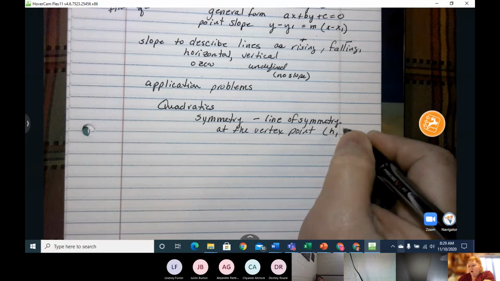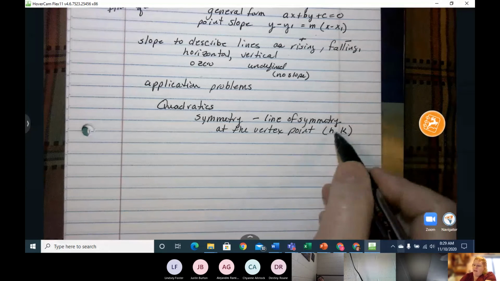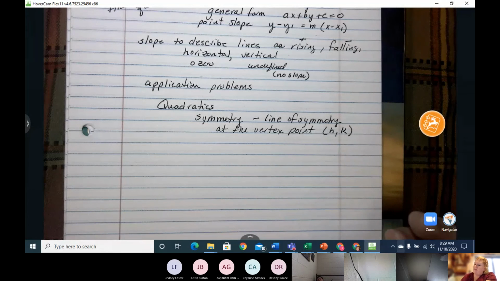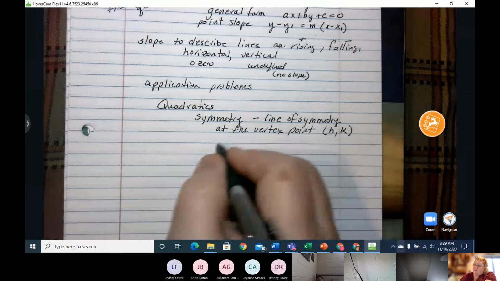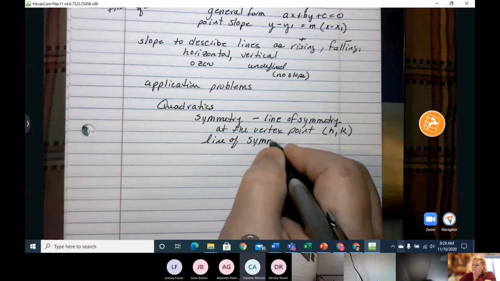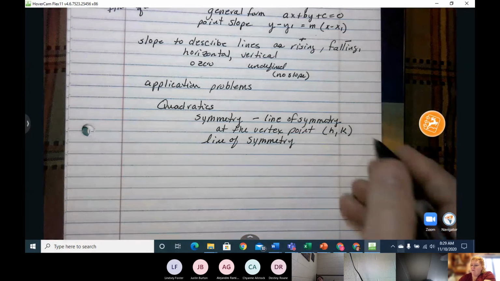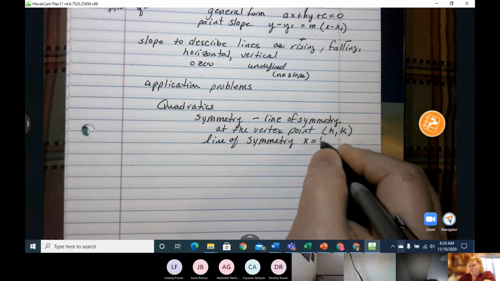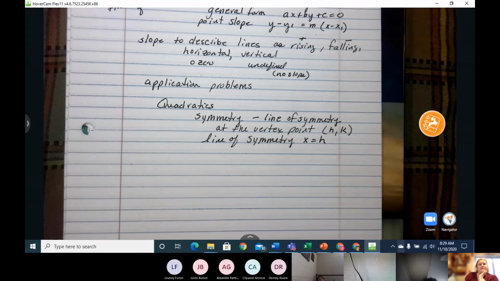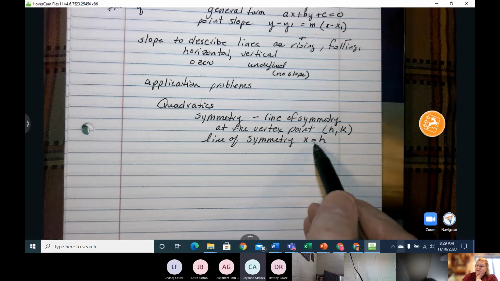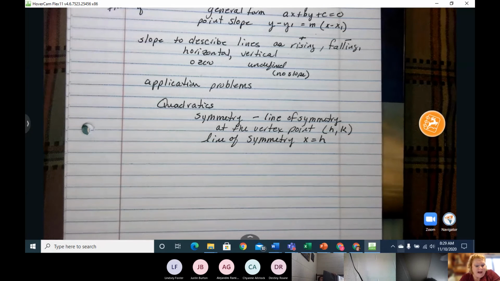So we often talk about the vertex point being that point (h, k) or (x, y), depending on how you want to think of that. And so the line of symmetry is the x value of the vertex point. x equals whatever the h is. So the line of symmetry is an equation. x equals whatever the value of the x is in your vertex point.